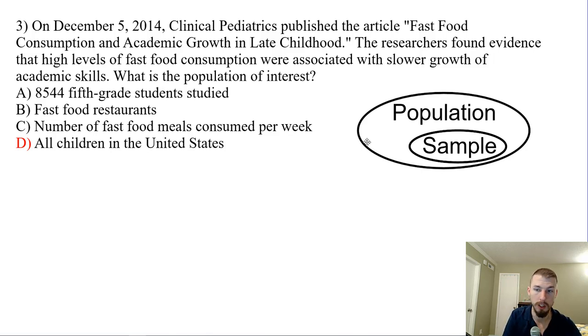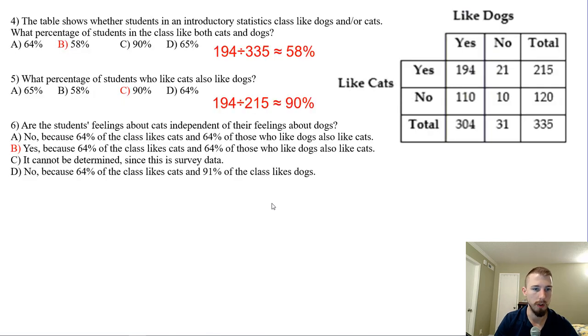So the overall population is all children in the U.S. or wherever we're looking at. So that's going to be D. The fast food restaurants and number of fast food meals consumed per week are information that they actually gather. They would be some of the variables they're gathering, but that's not the actual population of interest. That would be one of the questions they would ask those fifth graders apparently.